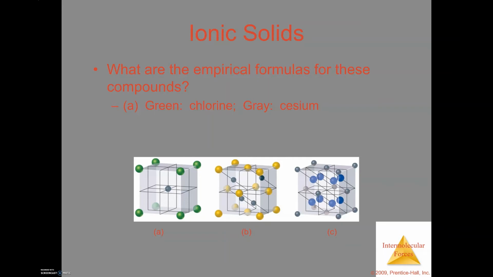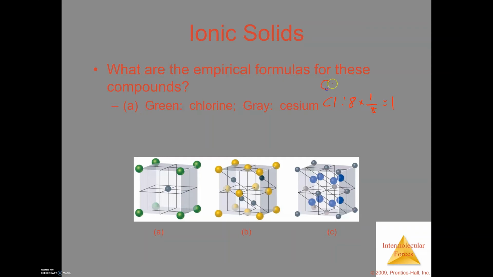And what that tells me is that since all the chlorines are found on the corners, there are 8 corners, so there are 8 chlorines, and each of those chlorines is worth the value of an eighth. So you do the math here: 8 times 1/8 is equal to 1. And so what we're trying to do is figure out the empirical formula based off the unit cell.